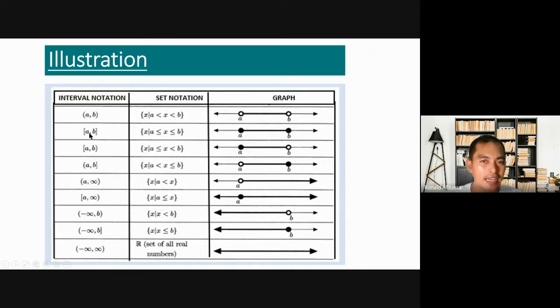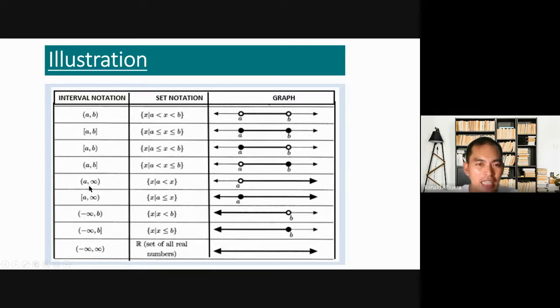Pag closed interval, meaning we use is less than or equal to or is greater than or equal to. Paano pagbasa nito? The set of all x such that x is less than or equal to b but greater than or equal to a. In graph, this is from point A to point B, included yung A at included yung B.